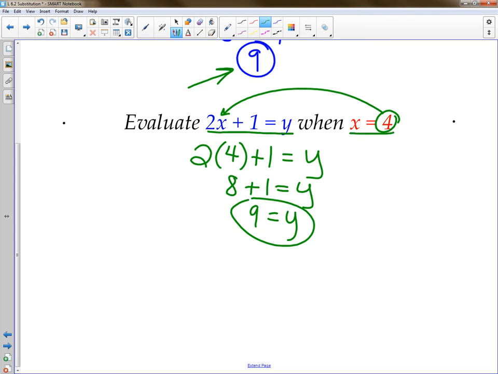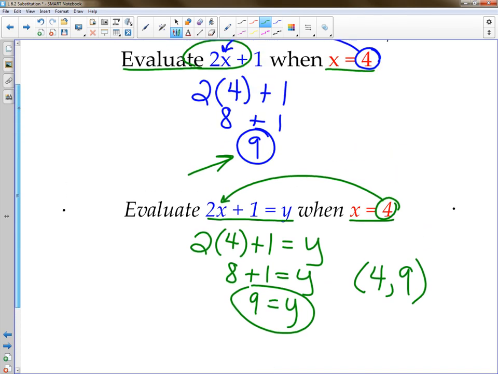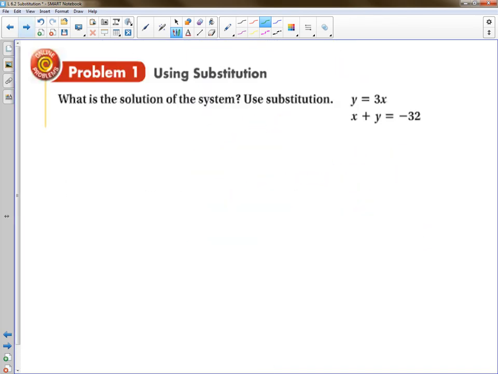And if I have an x and a y, what I really have is a set of coordinates. X is 4, y is 9. That's what you're going to be doing today in lesson 6.2. So here we go. Remember to copy these problems in your Cornell notes. So start by writing down problem 1 and copy the linear system. You can pause and get that written down and then resume when you're ready.